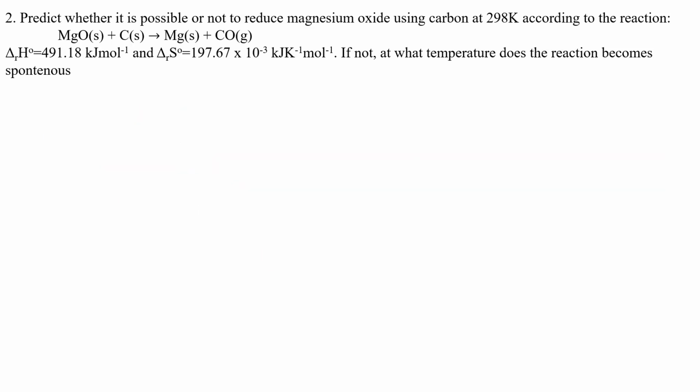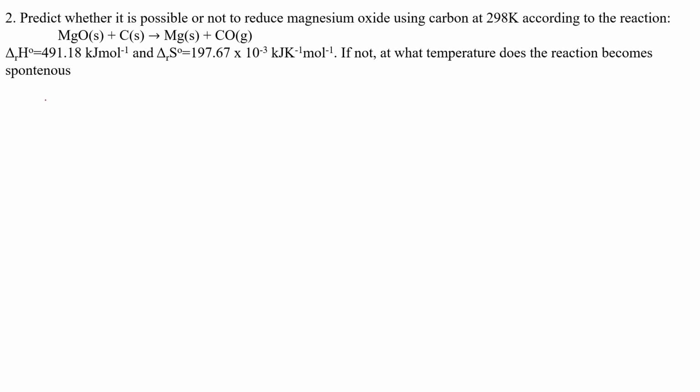Now, next problem: predict whether it is possible or not to reduce magnesium oxide using carbon at 298 K according to the reaction MgO plus C gives Mg plus CO. For this reaction delta H naught is given as minus 491.18 kilojoule per mole, and delta S naught is also given as 197.67 times 10 to the minus 3 kilojoule per Kelvin per mole. If not, at what temperature does the reaction become spontaneous?